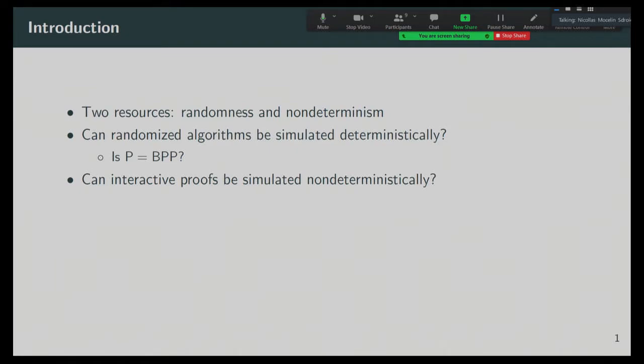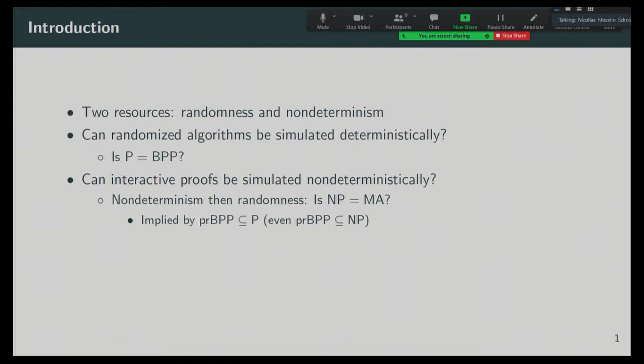And if we're just focusing on the constant round ones, there are essentially two choices here, right? Either we first have nondeterminism and then randomness, and in that case, we're asking, is NP equal to MA? This is implied by derandomizing BPP, right? So if we can derandomize BPP, then we can derandomize MA, right? So in my opinion, the more interesting case is when we first have randomness and then nondeterminism, and then the question is, is NP equal to AM? And this one, we don't know if it is implied by a derandomization of promise BPP.